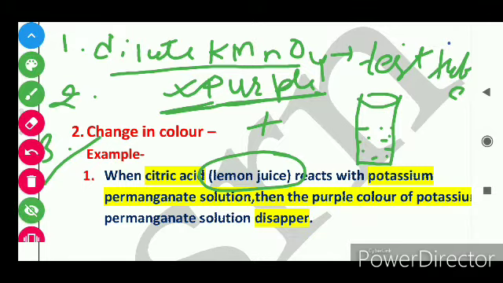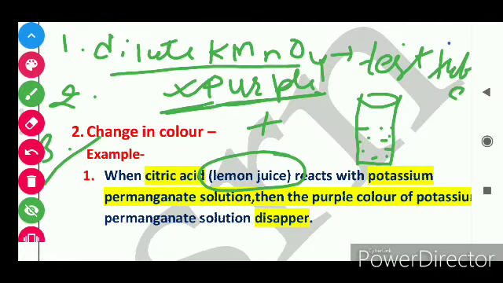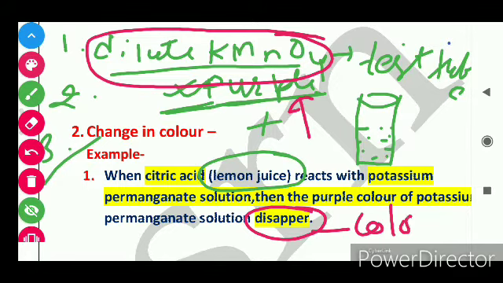It means when the citric acid reacts with dilute KMnO4, the purple color of the potassium permanganate disappears, meaning it becomes colorless. This reaction is characterized by a change in color.